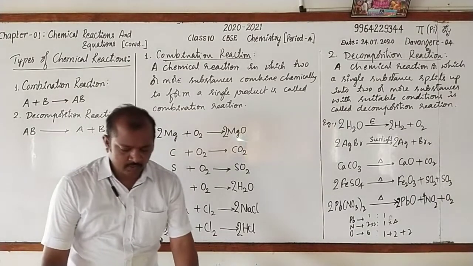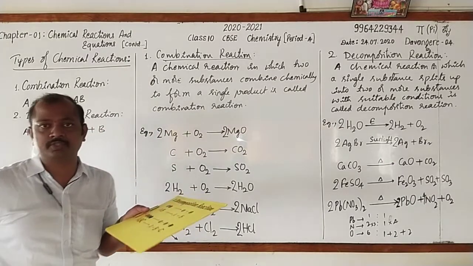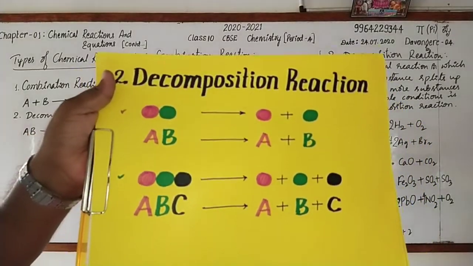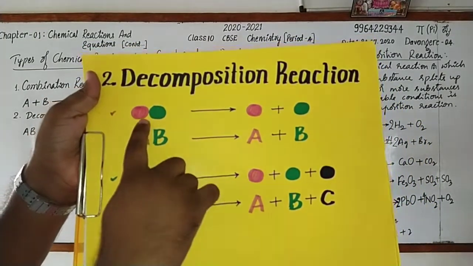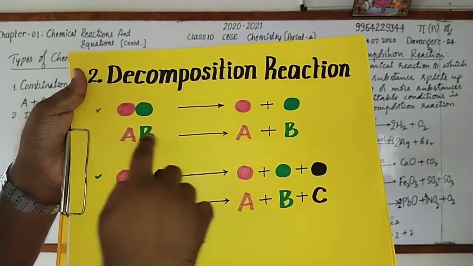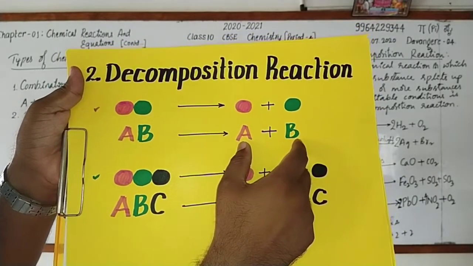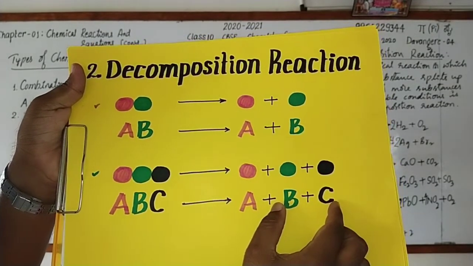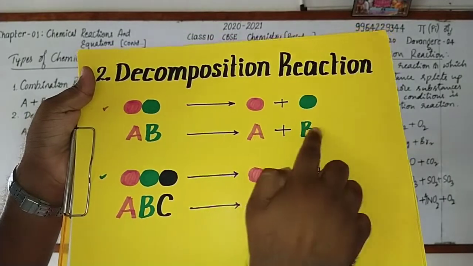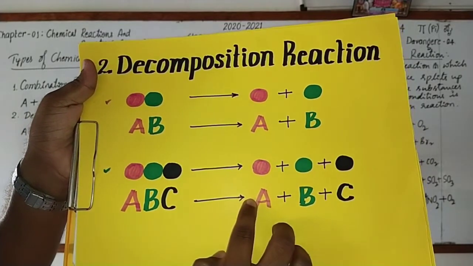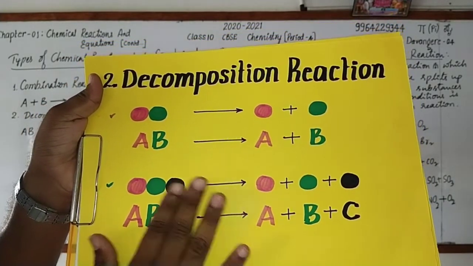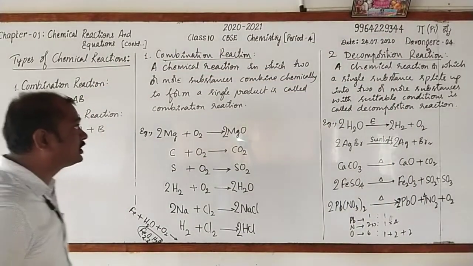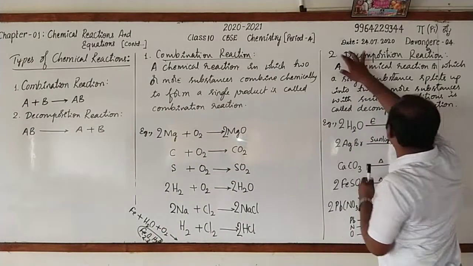Now let me show you a chart with respect to decomposition reaction. Observe here. When you observe this chart, you can come to know that a single compound gets split up into 2 compounds. Here a single substance gets split up into 3 substances. Got it? AB gives rise to A plus B. ABC gives rise to A plus B plus C. Got it? Yes. Now you should write the definition of decomposition reaction from here to here.